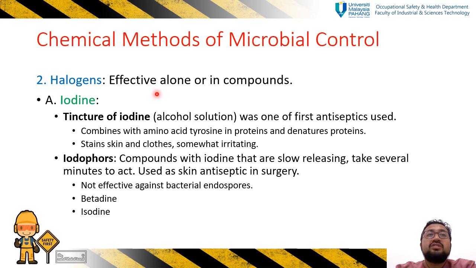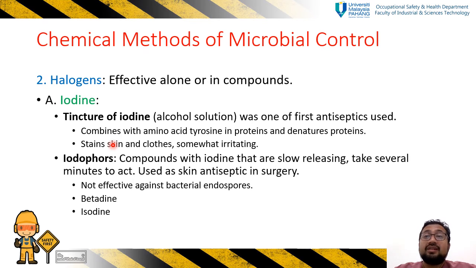And then we've got halogens. Halogens are effective alone or in compounds. The first halogen is iodine. Iodine is what we apply when we get a wound, it has a brown colored liquid, to enhance the recovery of the bleeding.